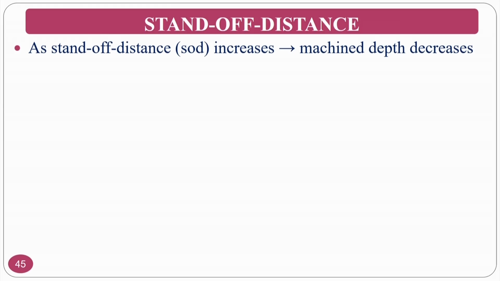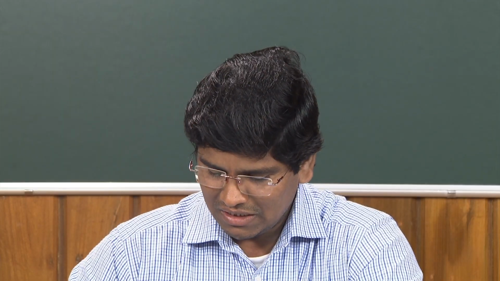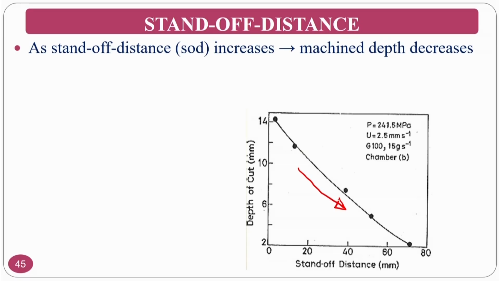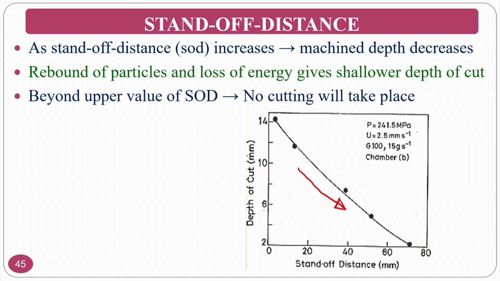Stand up distance is sometimes called nozzle tip distance in some textbooks. If the stand up distance increases, the distance between the nozzle exit and the workpiece surface will increase. Then the pressure that is carried will reduce, and if the distance keeps increasing, the depth of cut will gradually reduce. At the same time, rebound of the particles and loss of energy give a shallow depth of cut if the distance is more. Beyond the upper value of stand up distance, no cutting will take place.